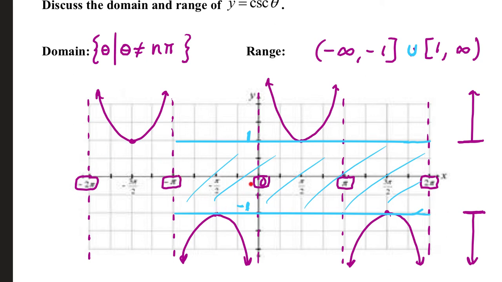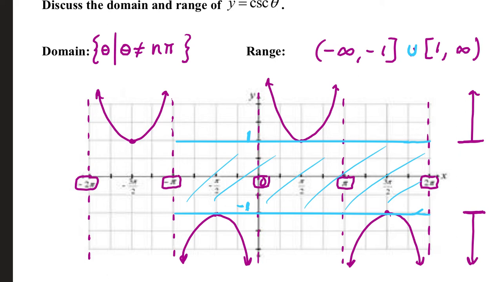sine. Hills and valleys, hills and valleys. You just don't have to do it all the time. While you're first learning, it's a good idea to lightly sketch sine. Cosecant is this series of purple hills and valleys. Now, because sine is equal to 0 at the integer multiples of pi, when you take the reciprocal of 0, you get undefined. So cosecant is undefined at all these vertical asymptotes.